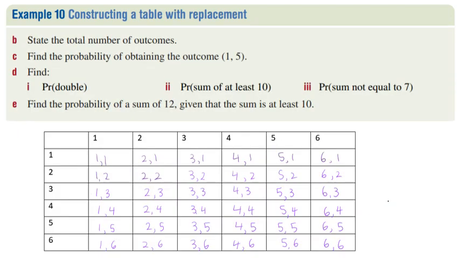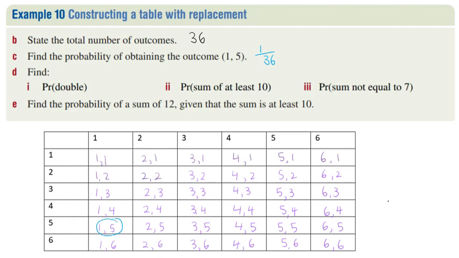These are the sort of questions you can expect on the test. State the total number of outcomes. So there's 36 outcomes altogether. Find the probability of obtaining the outcome 1 and then a 5. 1 and then a 5, that is here. So 1 out of 36.